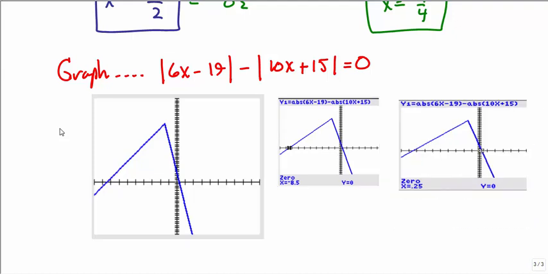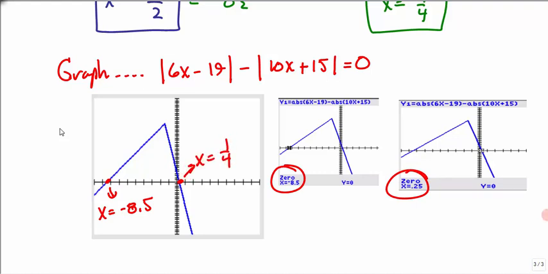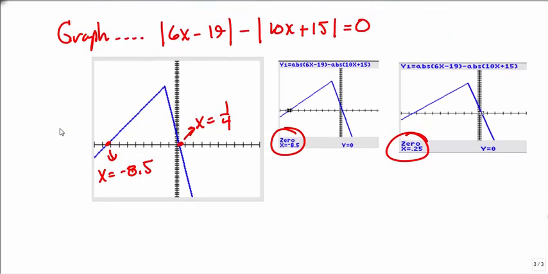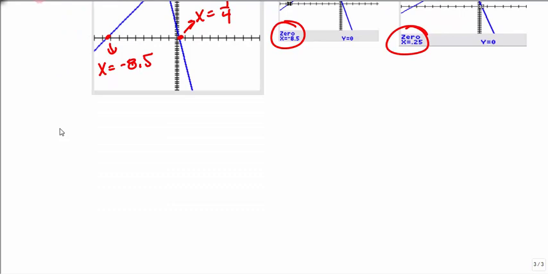So let's see how this looks then. Here's my 0 at negative 8.5. So this is the solution, the root, the 0, negative 8.5. And this is the solution or root or 0 of x equals 1/4. Now in my math lab, they'll want the fractional form. They don't want the mixed number. They want the fraction, negative 17/2 and 1/4. They don't want the decimals either. So these are some examples of solving absolute value inequalities, and you can see how important it is to double check your work.